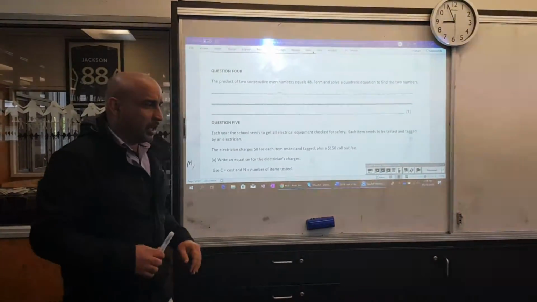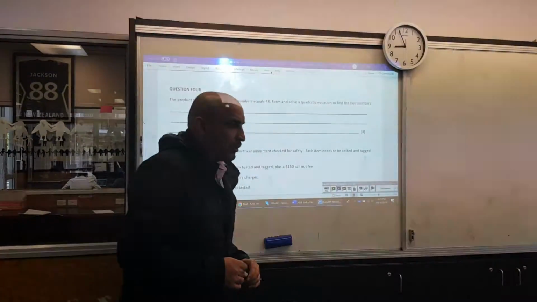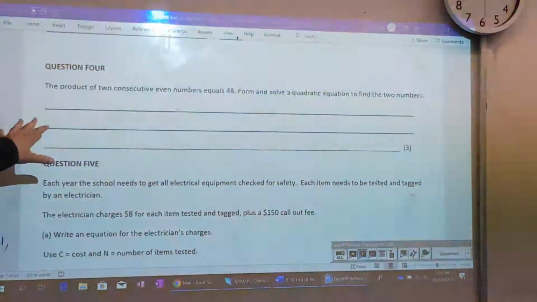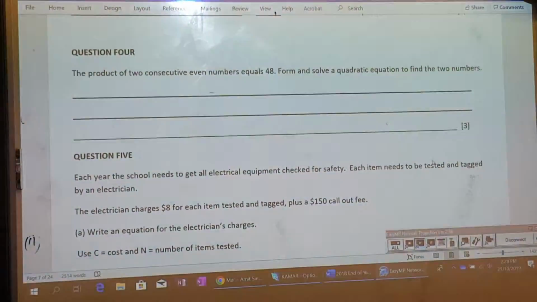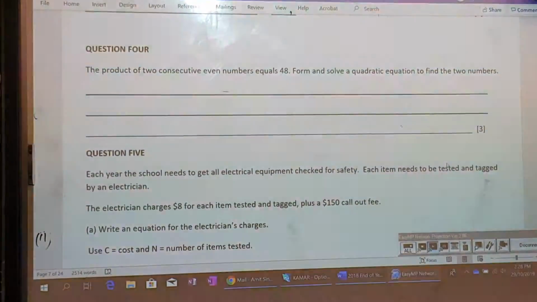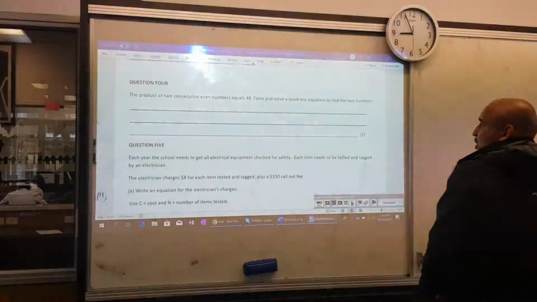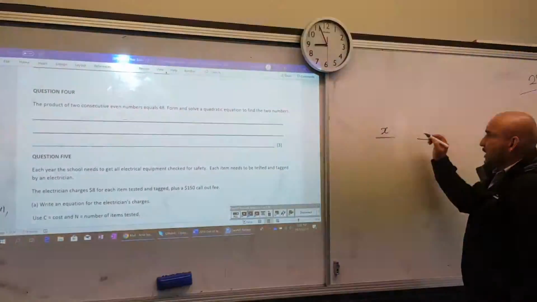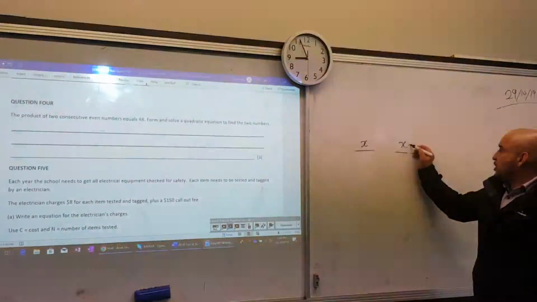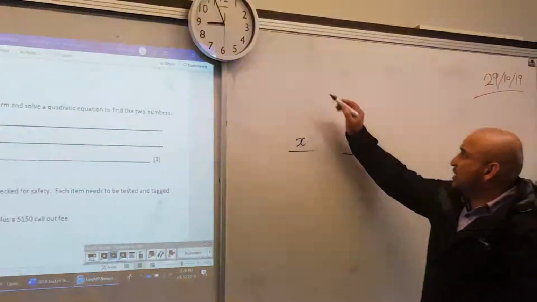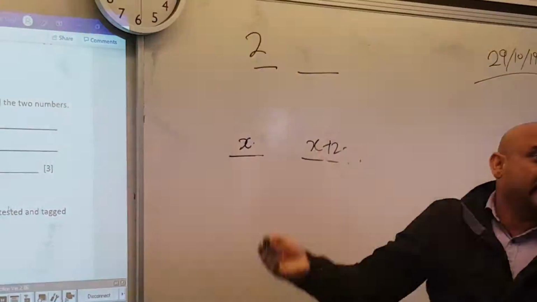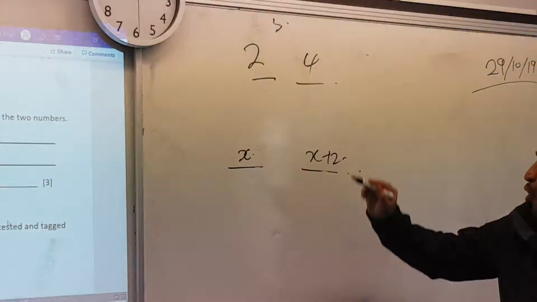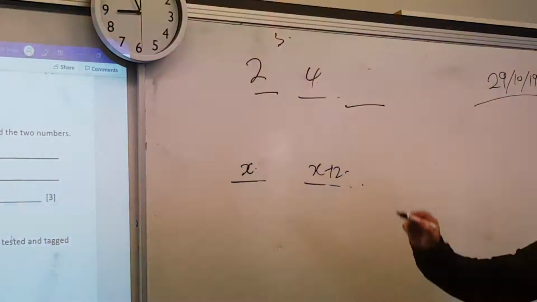On with algebra. I have done questions 1, 2, 3 on algebra, and I'll carry on with question number 4. Here it says the product of two consecutive even numbers equals 48. So two consecutive even numbers. If I say this is x, the other even number will be x plus 2. Why even number? If this is 2, my other consecutive even number will be 4. I can't say 3 because 3 is an odd number.